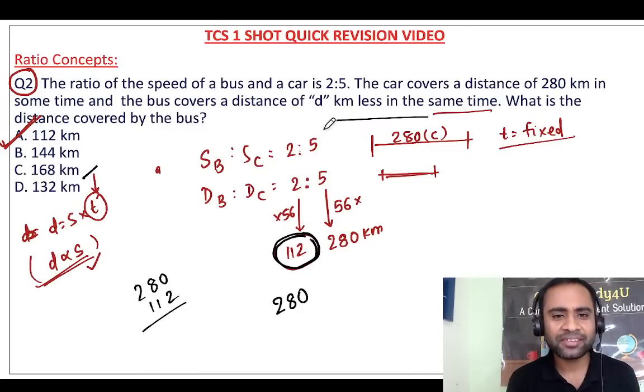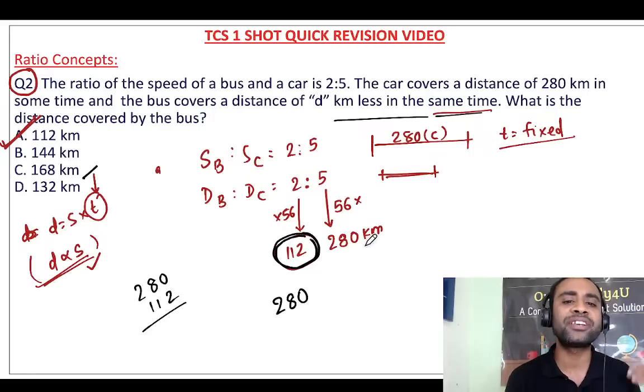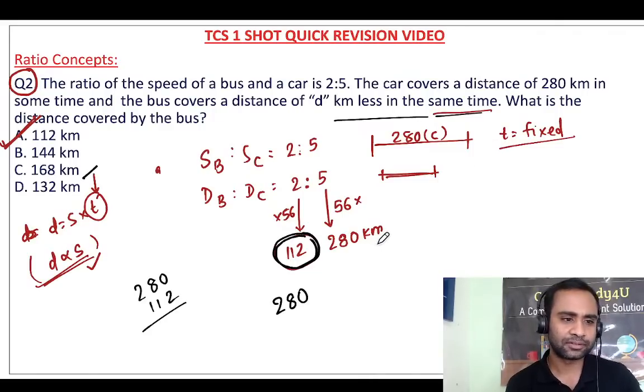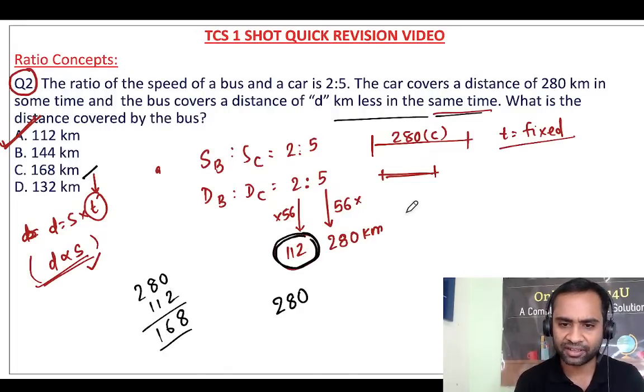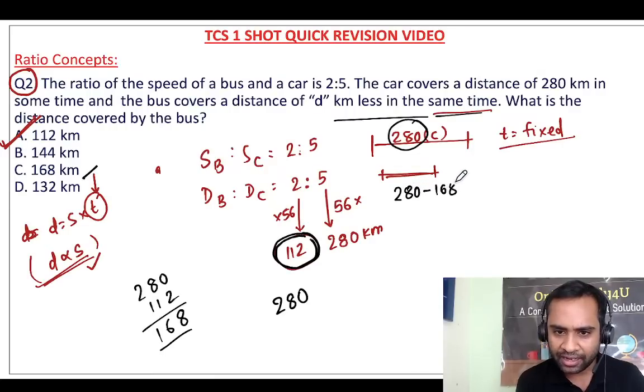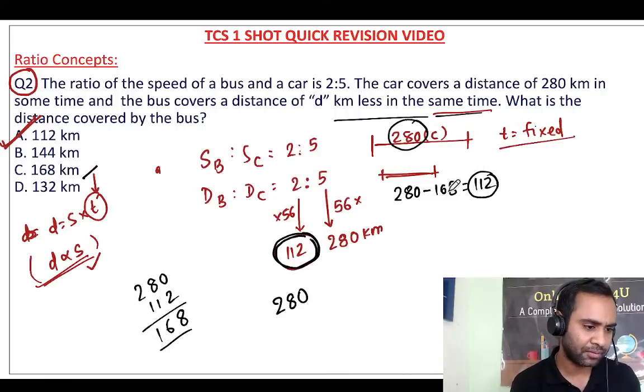See, the bus covers a distance of d kilometer less in the same time. How much distance is it covering? So see, 10 minus 2 is 8, and 8 minus 1 is 6. Here 7 minus 1. This is the less distance. So basically, this car is covering 280, and the bus is covering 112, right?